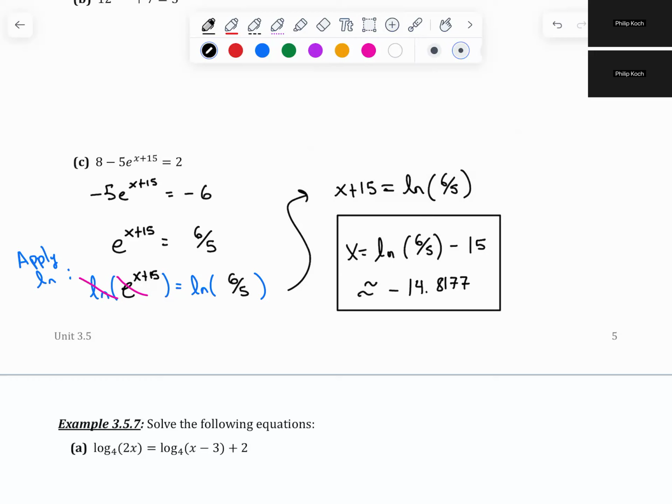What happened to the -5 on the 6? So they canceled out. We're going to divide both sides by -5, and the negative signs cancel each other out. Cool.